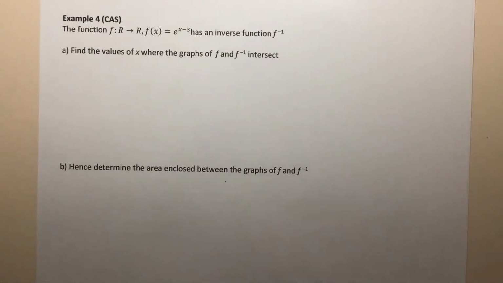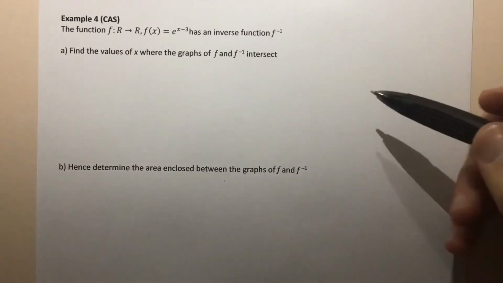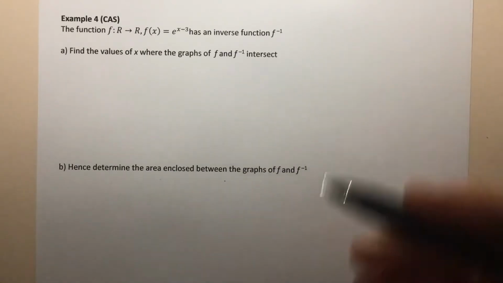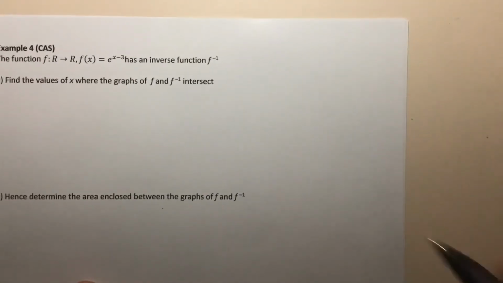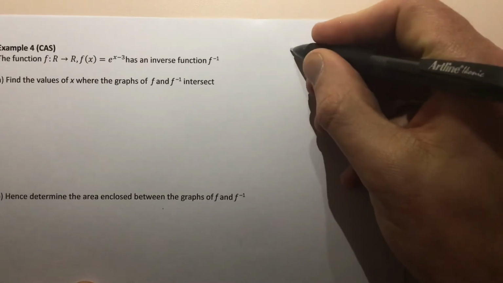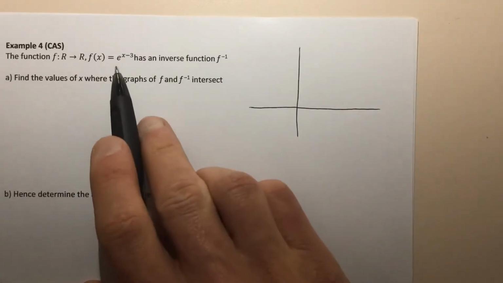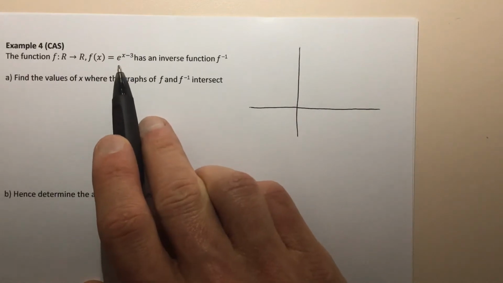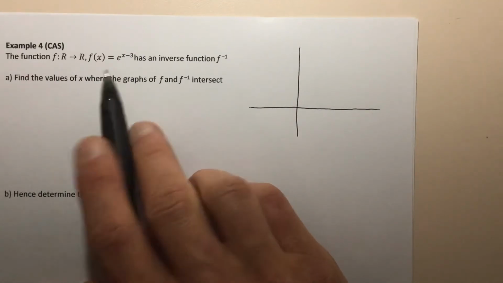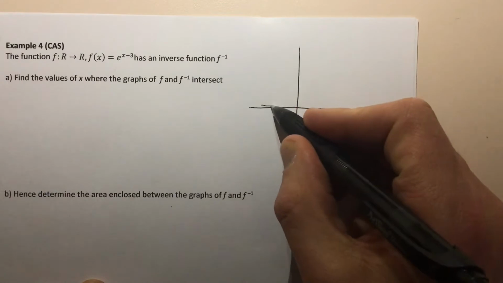Now, there's an old trick that we have used earlier in the year to find the intersection between a function and its inverse. So let's try to visualize it. It's not asked for, but drawing a picture can be helpful. The graph of e to the power of x minus 3 is just the graph of e to the x that's been translated to the right by 3. So it's going to look something roughly like this.